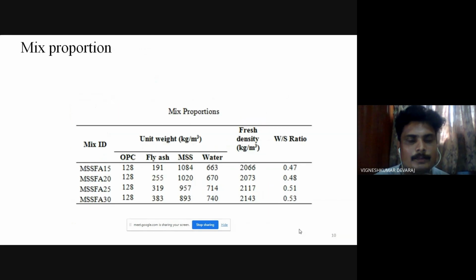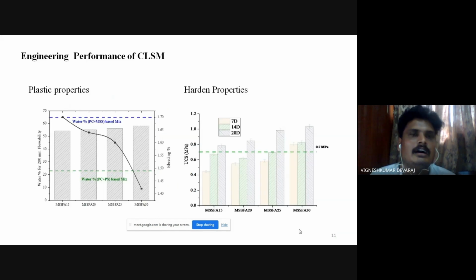It's a mixed proportion. We are replacing the fly ash into our industrial waste at 15, 20, 25% and 30%. The fresh density of the materials comes under 2000 to 2200 kg per meter cube. We are focusing here on two properties: one is flowability and another one is unconfined compressive strength.